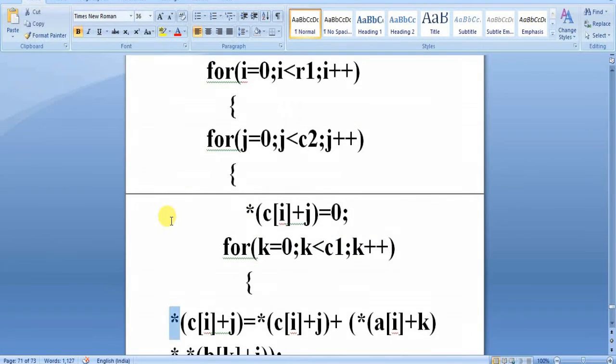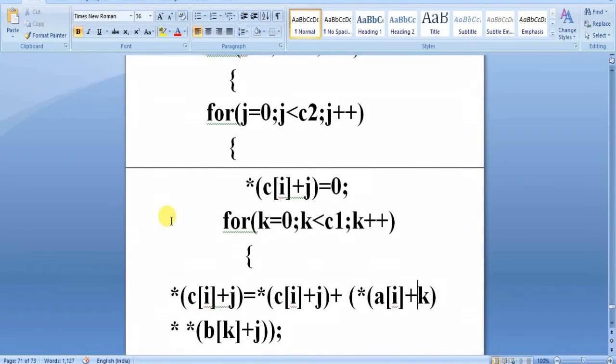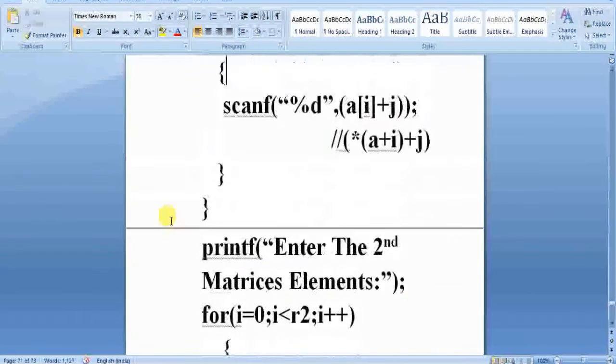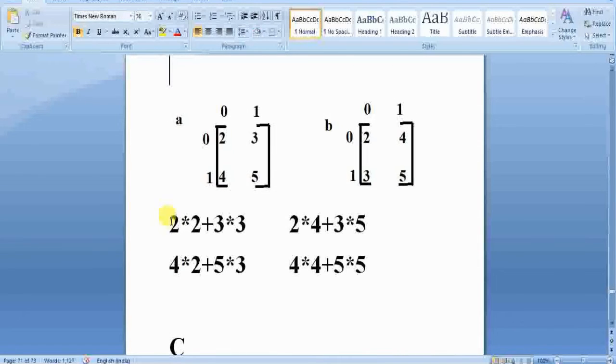So C of 0 1. What is C of 0 1 equivalent to? C of 0 1 is already 0 plus A of i k, nothing but A of 0 0. What is the i value here? A of i k, where i is 0 and k is 0, then B of k j, nothing but B of 0 1, since j is 1. So let's observe: A of 0 0 is multiplied with B of 0 1, and B of 0 1 is 4.